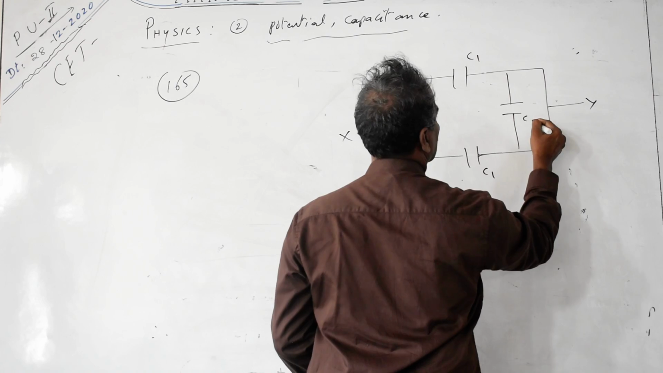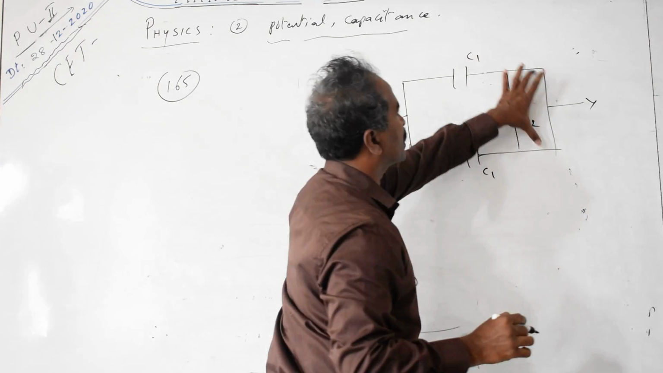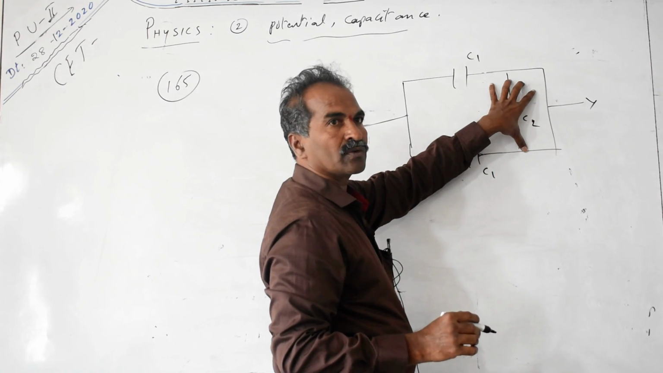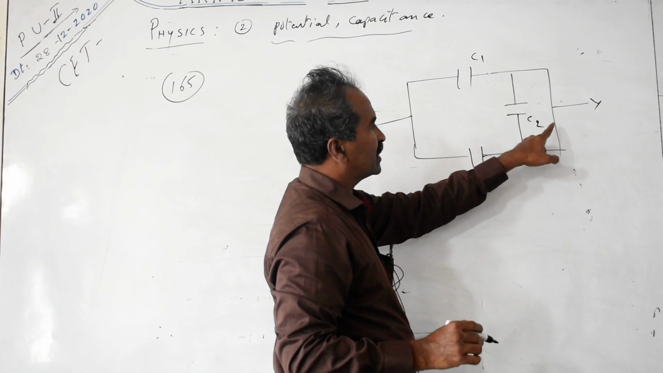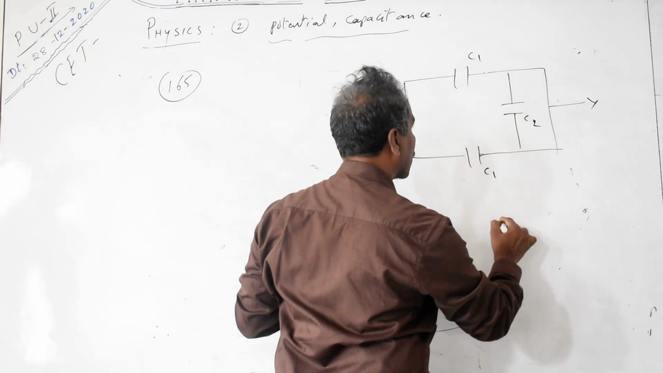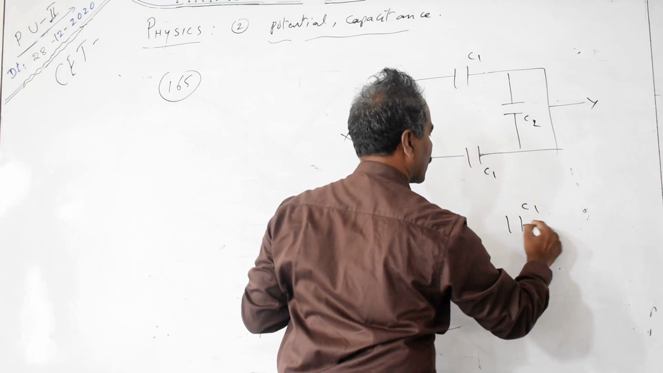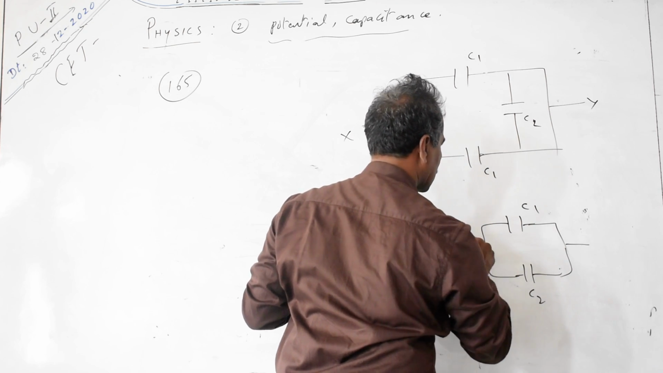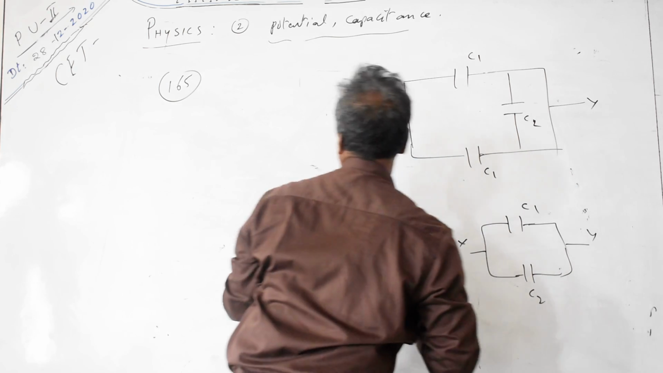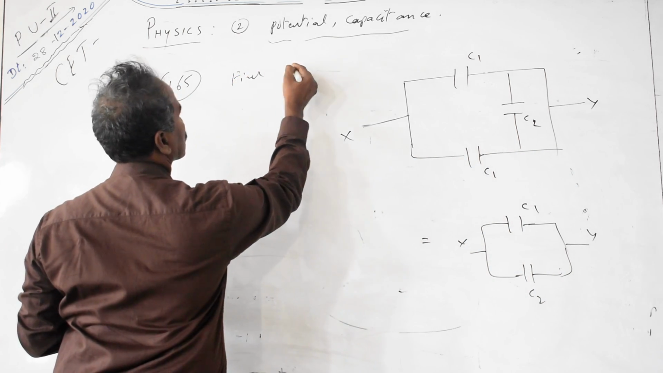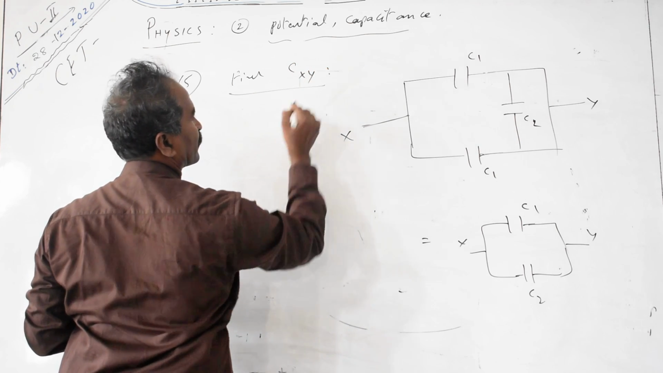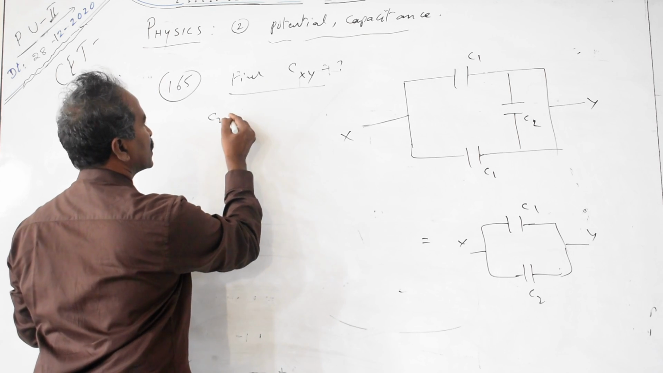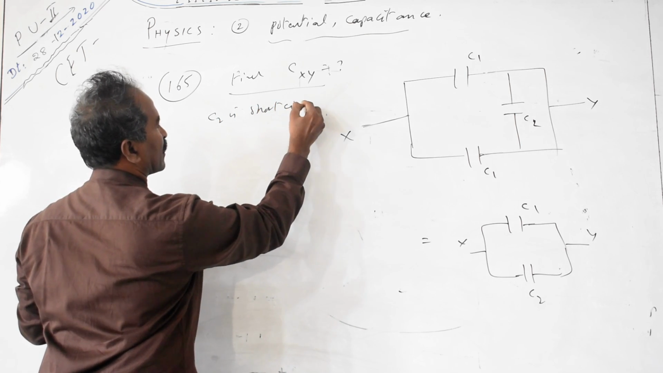C1, C1, C2. Whenever this is short circuited, charges do not store on it. The charges will simply pass directly like this. This C2, whatever short circuit, you take it as a wire only. This wire only dominates here. So this is equal to simply the top capacitors C1 and C1. This is X, Y. Here C2 is short circuited. The question is to find the capacitance CXY between X and Y.